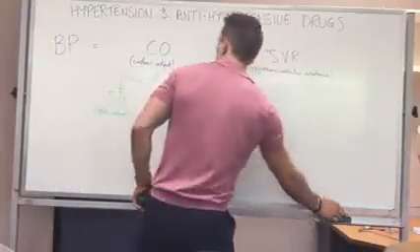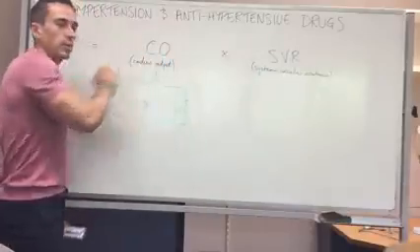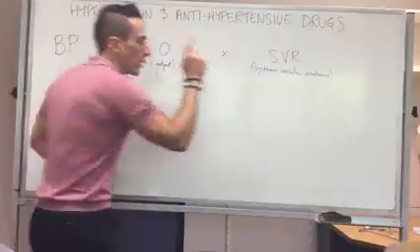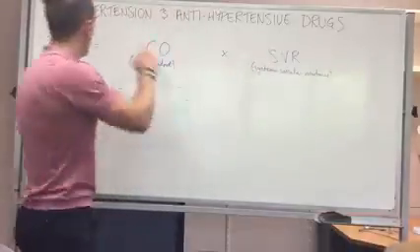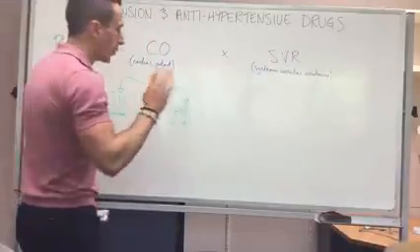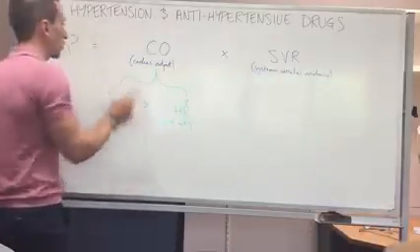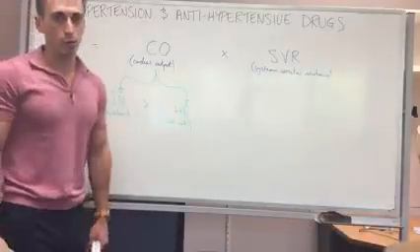In actual fact, if you look at all of these factors here and see how they contribute to altering blood pressure, if you increase cardiac output, you will ultimately increase blood pressure. If you increase systemic vascular resistance, you'll increase blood pressure. If you increase heart rate, you'll increase blood pressure. If you increase stroke volume, you'll increase blood pressure as well.